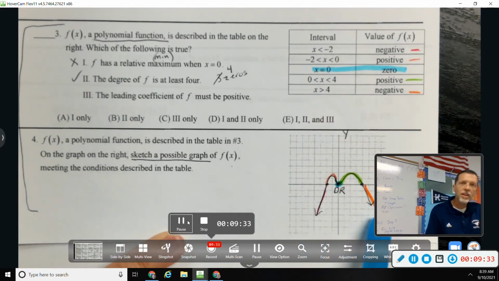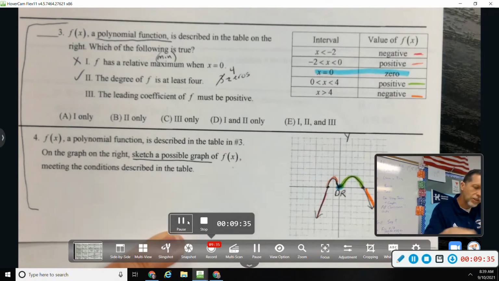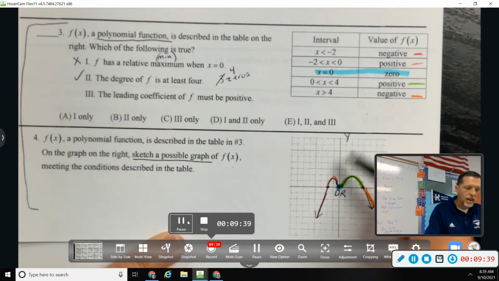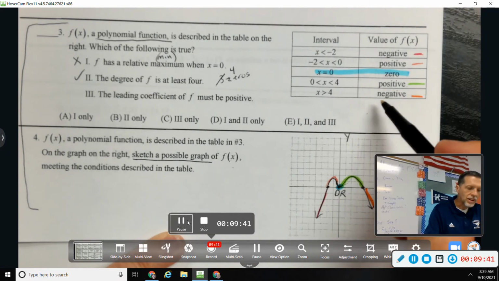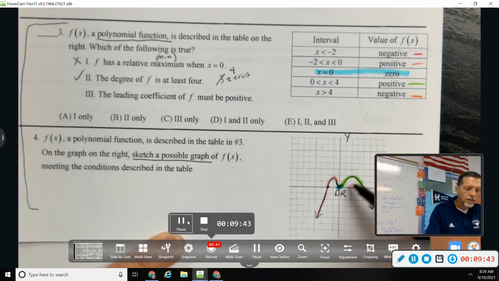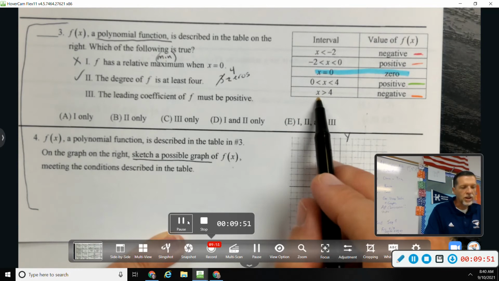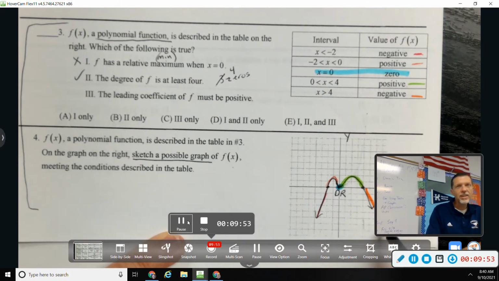So I see what you're saying, but I would not be allowed to just shoot off way up there. That would meet this, but then it wouldn't be a polynomial. I mean, I could put an asymptote there, but then it's not a polynomial. So good question. How do you know it doesn't just fly up there? It's because when x is greater than 4, we're negative. And polynomials have to be nice and smooth. No jumping around. Good question.